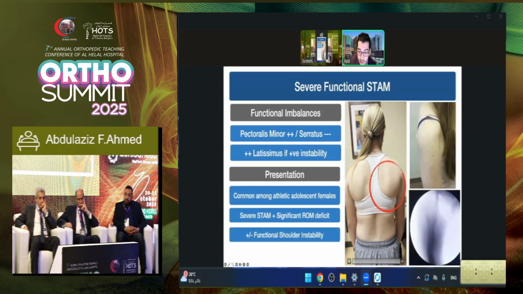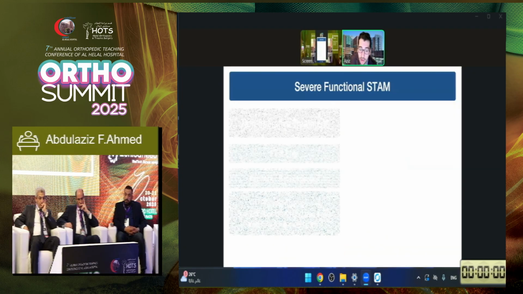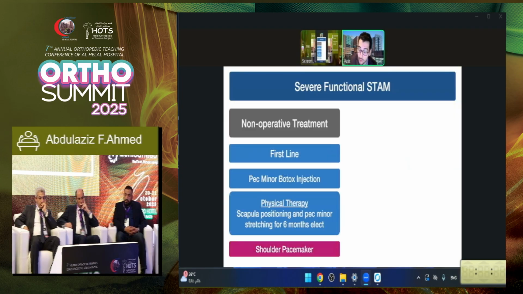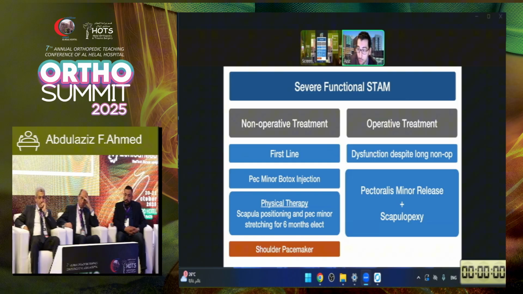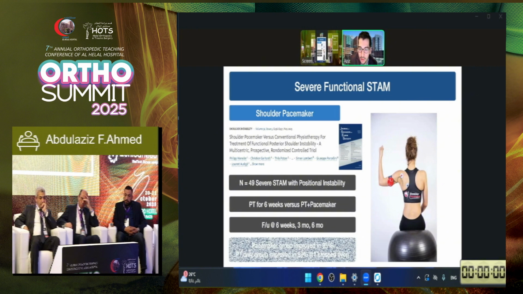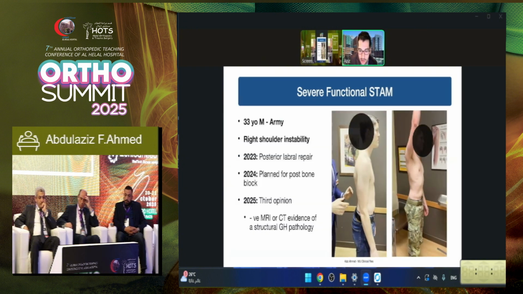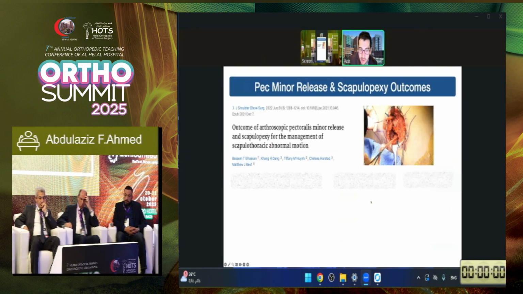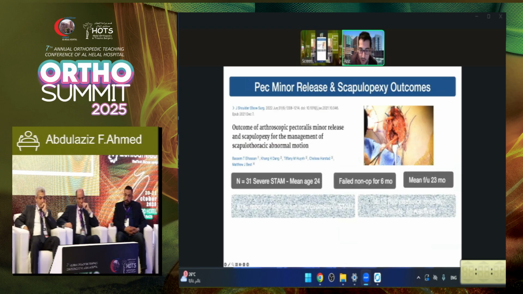And in these patients, we can dissociate with shoulder. And for these ones, if we don't respond to an operative treatment, I would do pictorialis minor. Let me show you here. Pictorialis minor release as well, and I do scapulopexy. And that's where we have great outcomes as well.